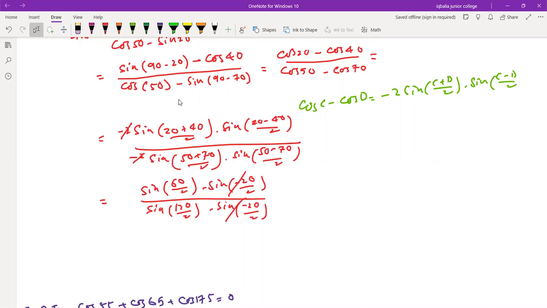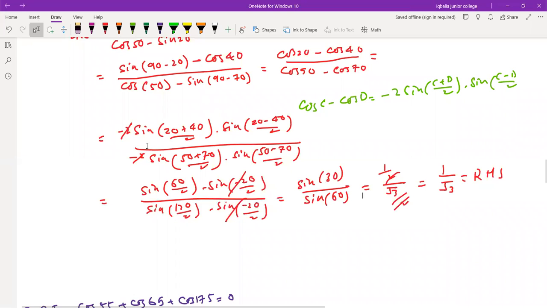So these two things will get cancelled. So we will have sin 30 into sin 60. I know sin 30 is nothing but 1 by 2 and sin 60 is root 3 by 2. So these two things will get cancelled, so we will have 1 by root 3. That is what we have to prove on the right hand side.